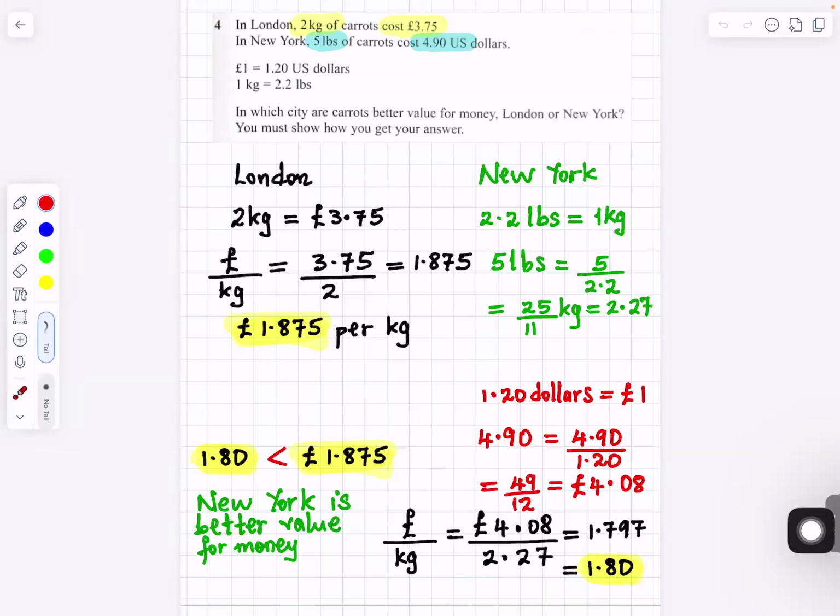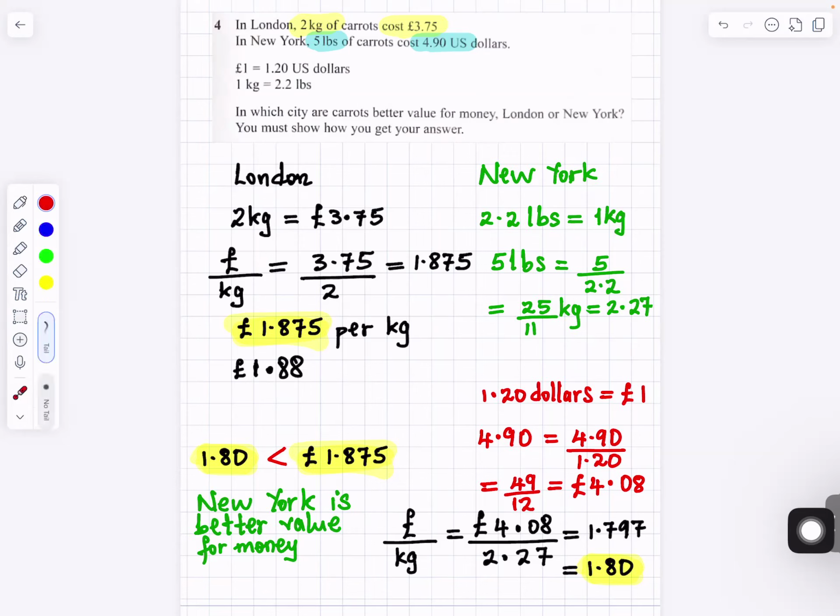London: 2 kilograms is £3.75. What was the price per kilogram? How much for 1 kilogram? So £3.75 divided by 2 gives you 1.875, which you can round to 1.88. In London, we can put it to 2 decimal places because it's money. We can say £1.88 for 1 kilogram. Now let's go to New York.